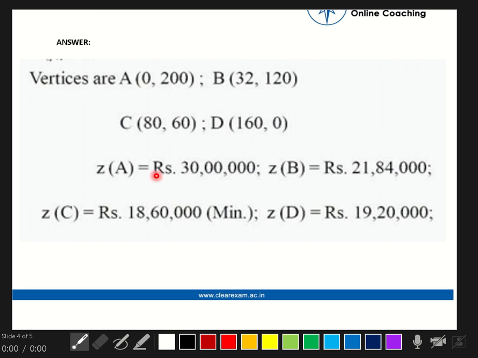And the cost at A would be rupees 30 lakh, and for B it is 21 lakh 84,000. Similarly we find the cost at C, which will be 18 lakh 60,000, which is the minimum of all the costs. And the cost at D is 19 lakh 20,000.